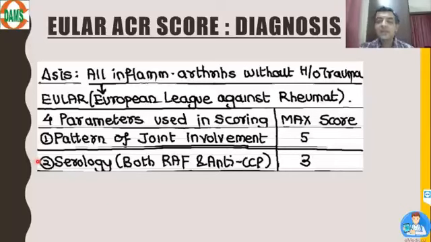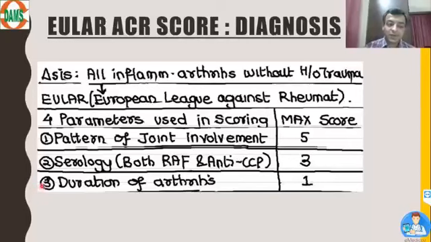Yesterday you had given me a doubt: what happens if RA factor is positive and anti-CCP is negative? In that case, RA factor is likely to be a false positive. That means it can be a feature of some other disease, not of RA. But we must consider the other parameters that I am teaching you today.